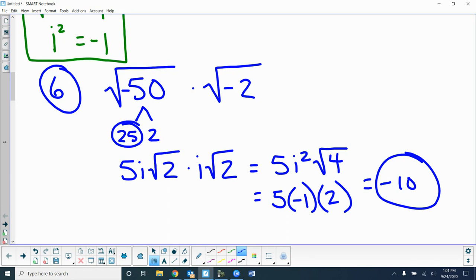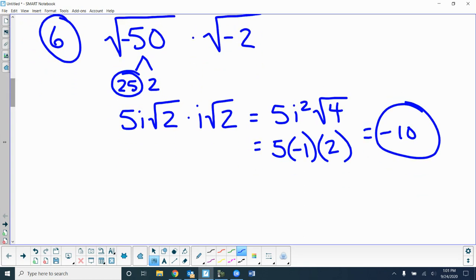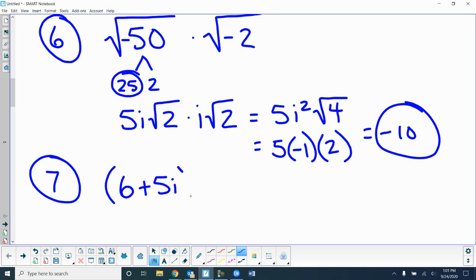Okay? So if you multiply first, you get positive 10. But when you do it in the correct order of operations, it's actually negative 10. Okay? Questions? Making sense? Simple, right? You can do it easy. All right, now number 7. Now we have two binomials and there's no symbol between them.